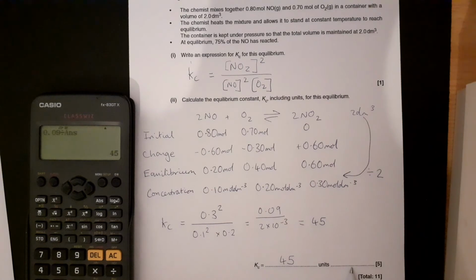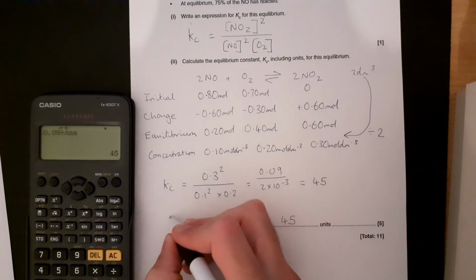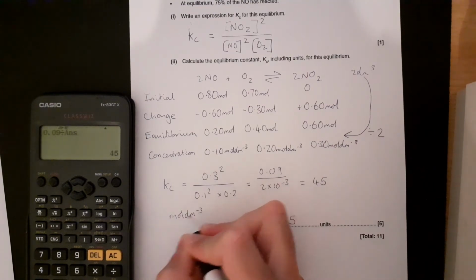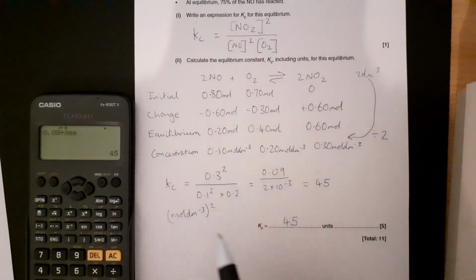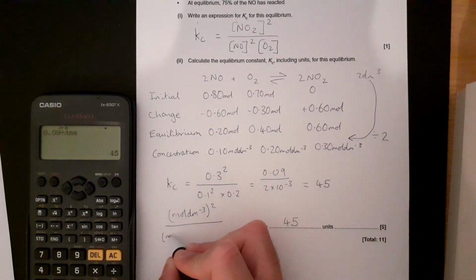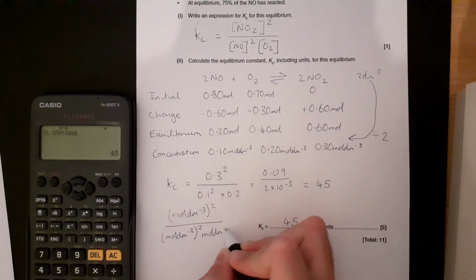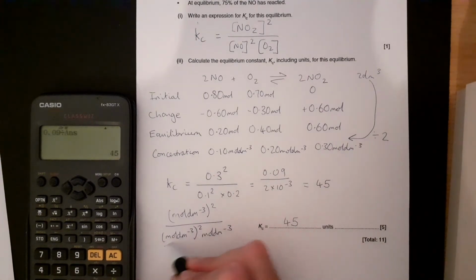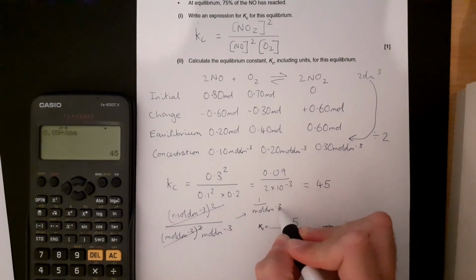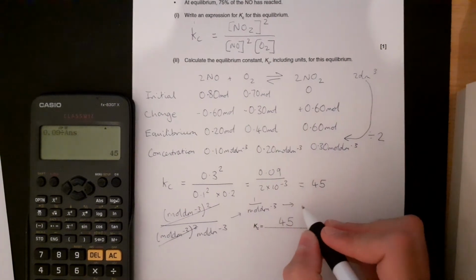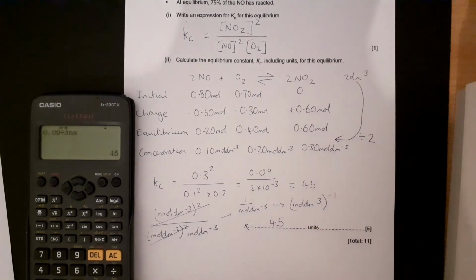Last thing we need to do is work out the units. So we just need to substitute the units into here. So we're going to have moles per decimeter cubed squared. We're putting moles per decimeter cubed in because these are all concentrations. And then on the bottom, we're going to have moles per decimeter cubed squared and moles per decimeter cubed. So these two that are squared can cancel out. And we're going to get 1 over moles per decimeter cubed. So that is equivalent to moles per decimeter cubed to the power of -1.